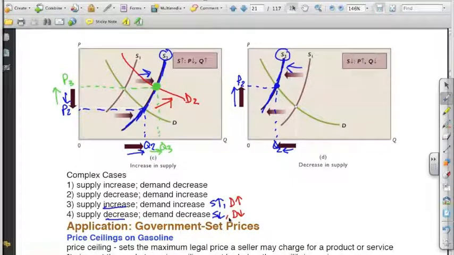And then when we have a demand decrease, or we move demand to the left, we have a decrease in demand. We want to find the new equilibrium. We just find where our new supply curve and our new demand curve intersect. Come down. We find that quantity also decreases again. And we find that price will also decrease. So we have a decrease in price and a decrease in quantity.